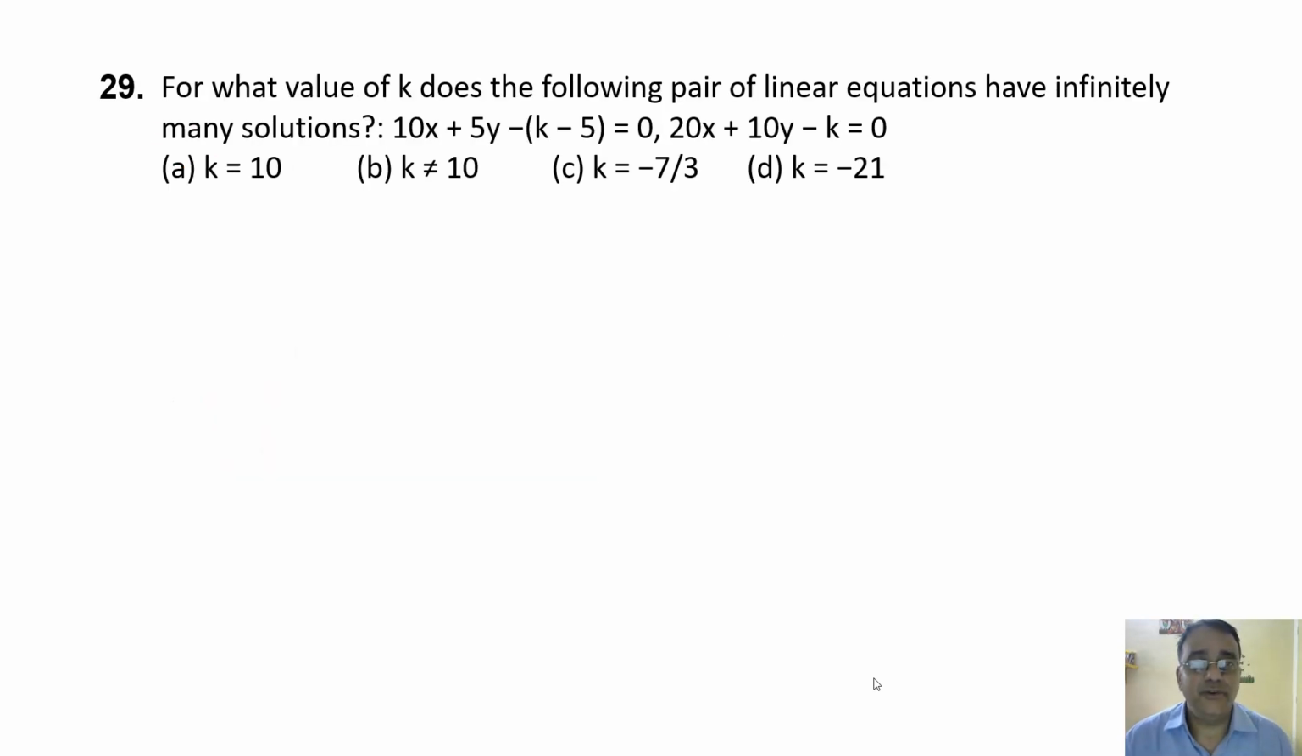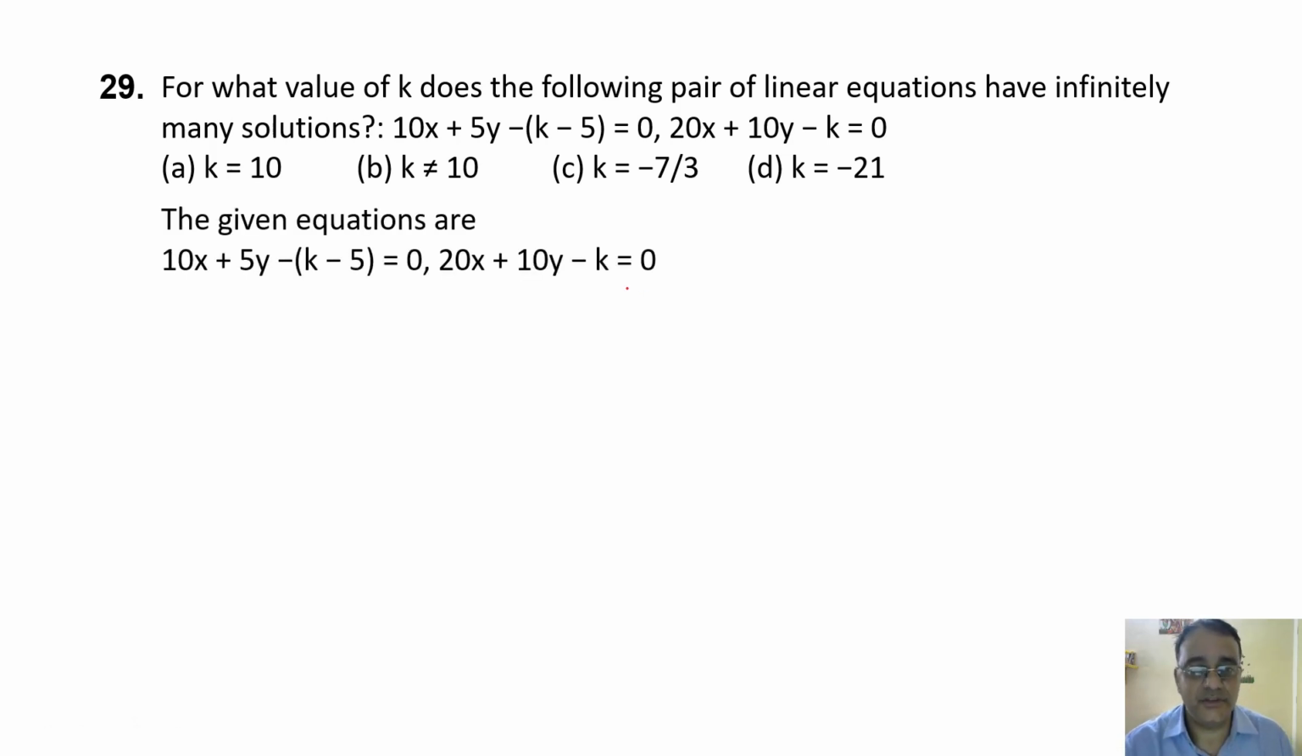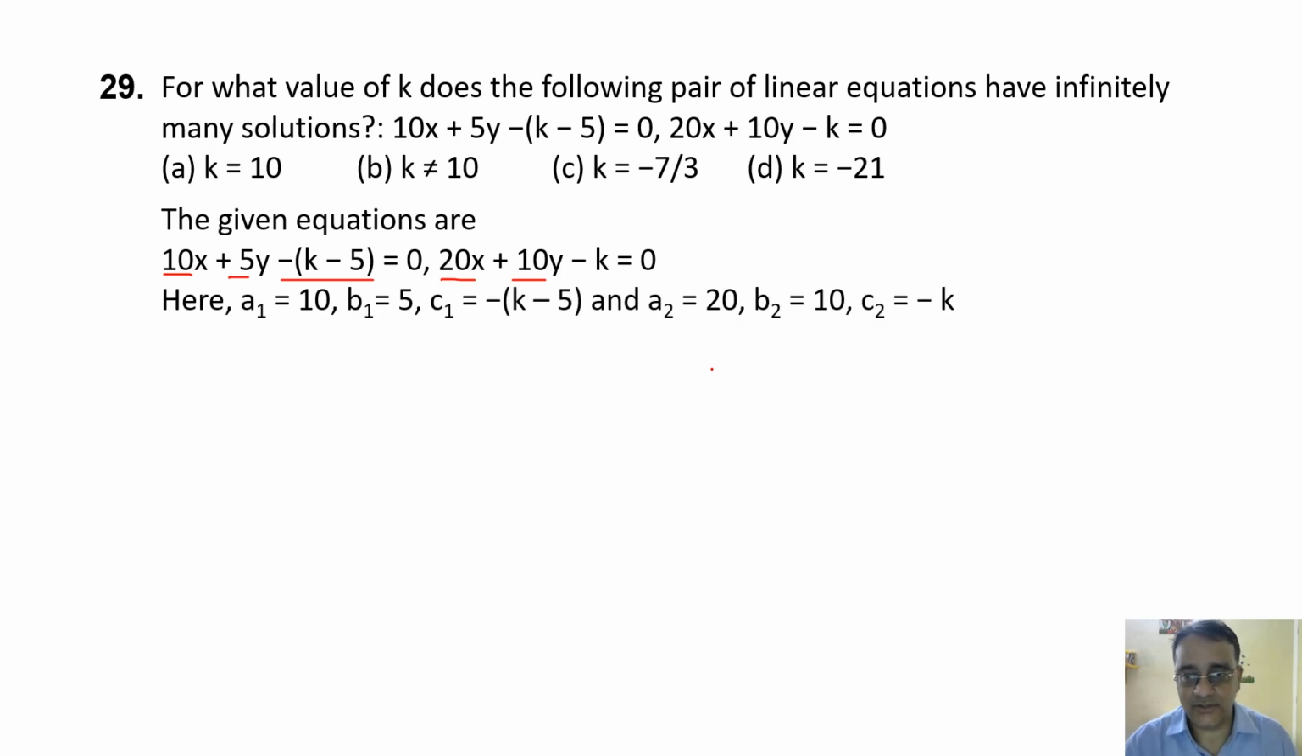So now 29th question. For what value of k does the following pair of linear equations have infinitely many solutions? 10x plus 5y minus of k minus 5 is equals to 0. 20x plus 10y minus k is equals to 0. So these two equations already are in standard form, right? So we are going to write both the equations. Now what is the value of a1? 10. b1, 5. c1, minus of k minus 5, okay? And a2, 20. b2, 10. and c2, minus k, right? So we got this one.